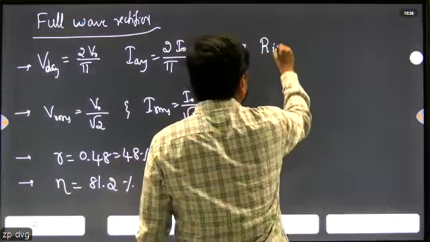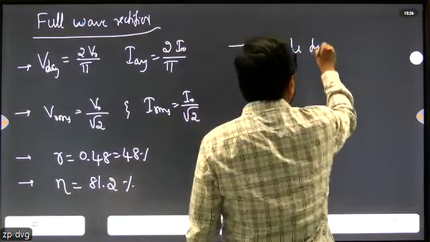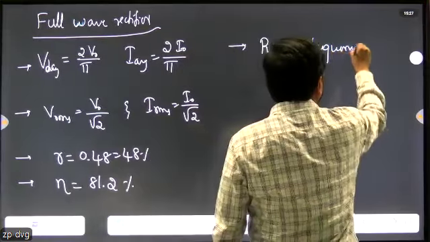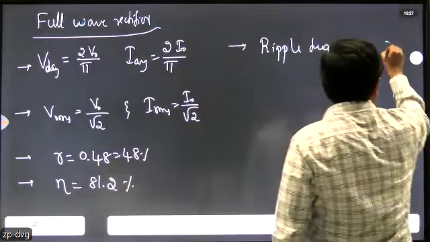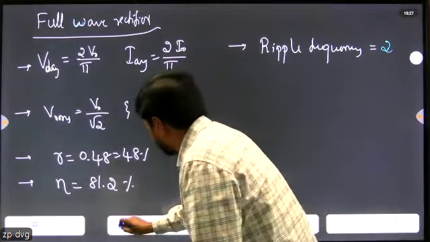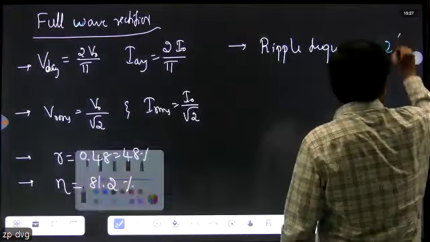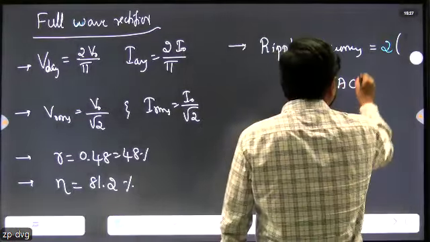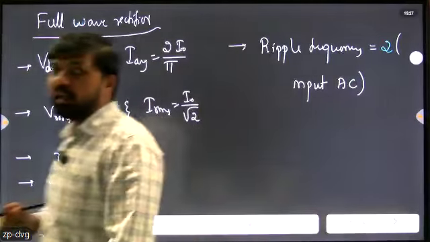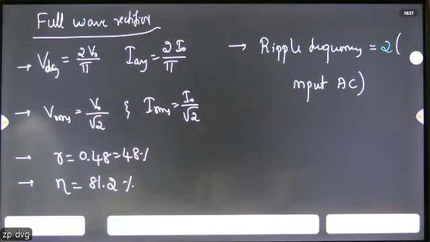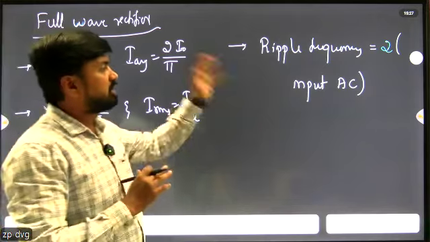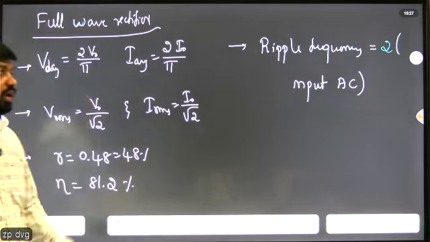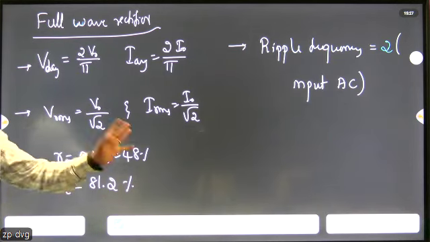Here, this formula is important. Ripple frequency is equal to 2 times that of input AC. 2 times that of what? Input AC. In case of full wave rectifier, ripple frequency is equal to 2 into frequency of what? Input AC. So these formulas are important related to what? Full wave rectifier and also half-wave rectifier.